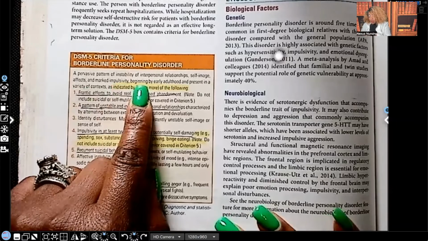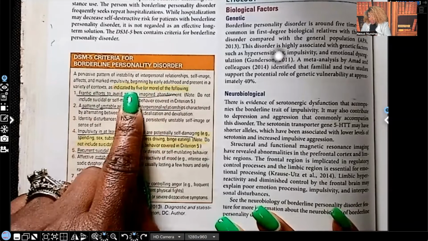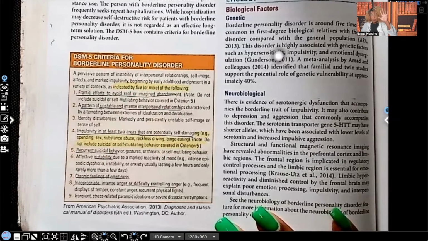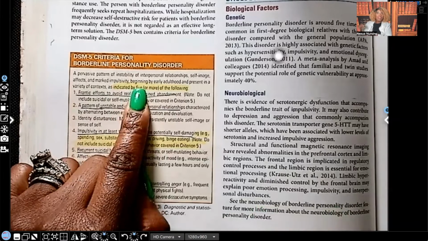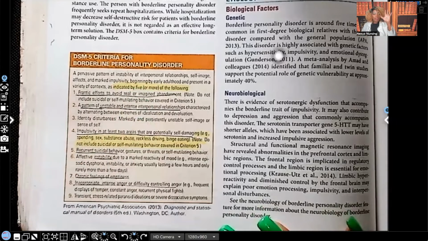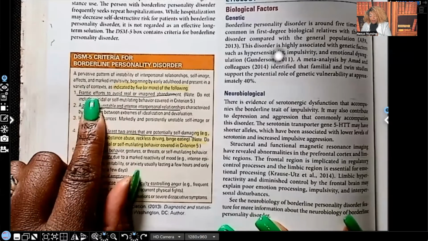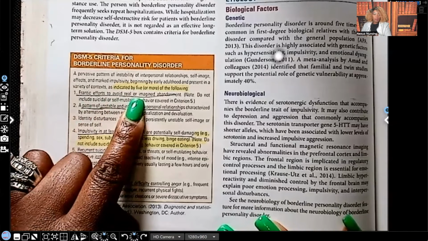impulsivity beginning by early adulthood and present in a variety of contexts, as indicated by five. You guys see that? Five or more of the following. So for them to be diagnosed with borderline personality disorder, we have to see at least five. So let's go over this list. One, frantic efforts to avoid real or imagined abandonment.